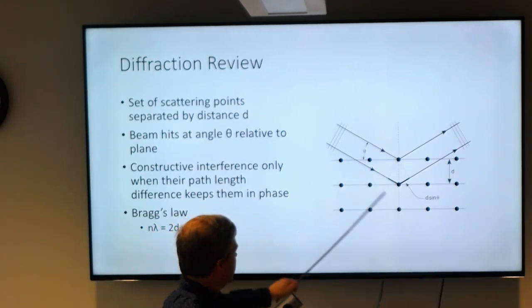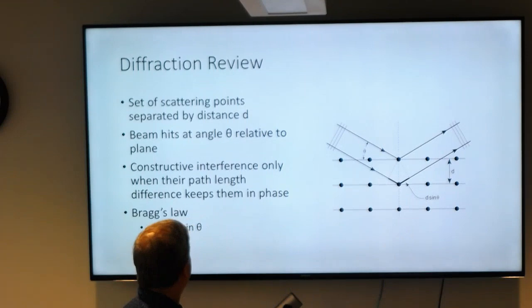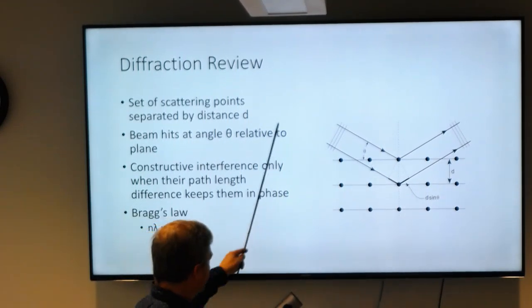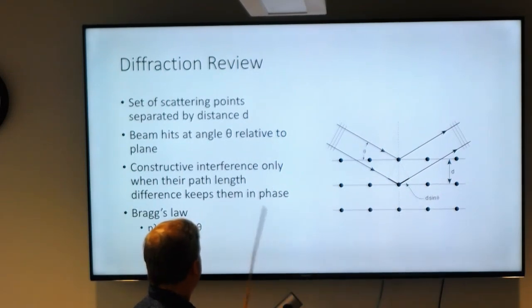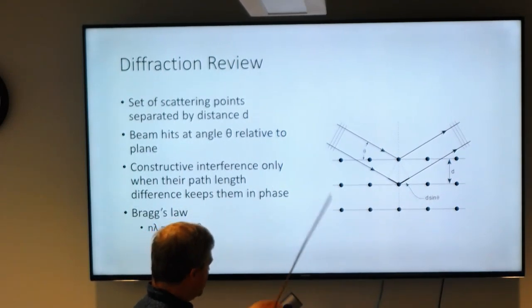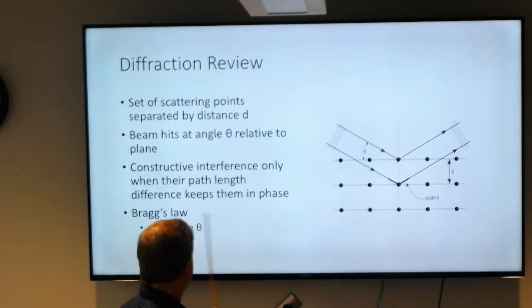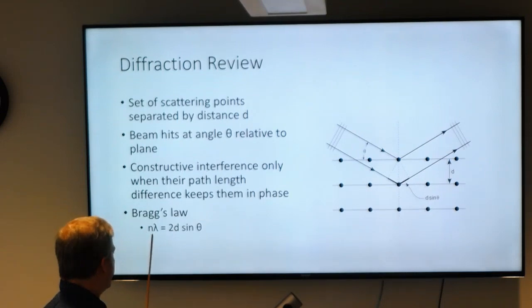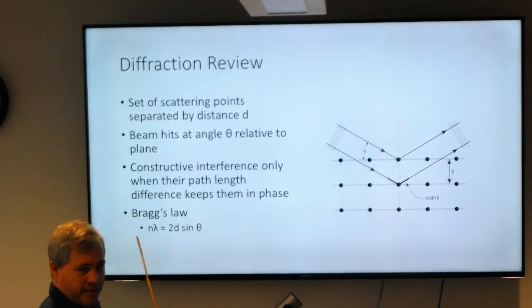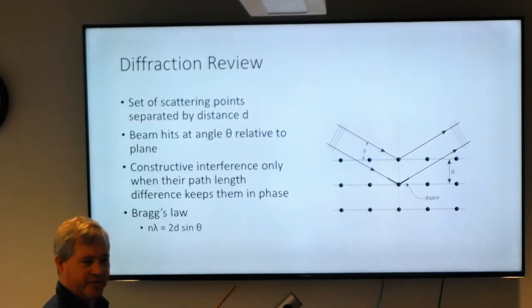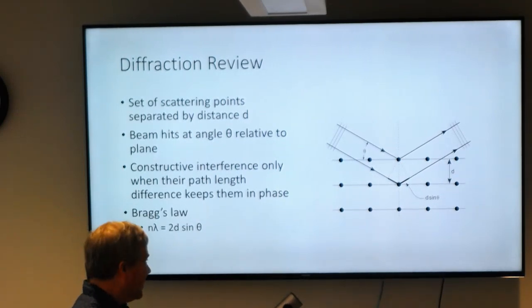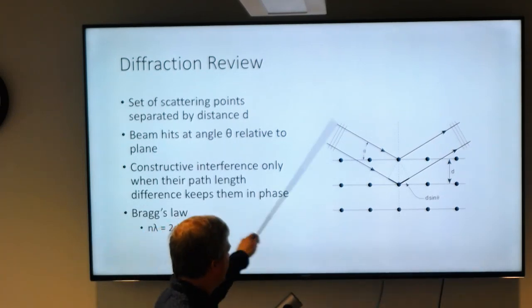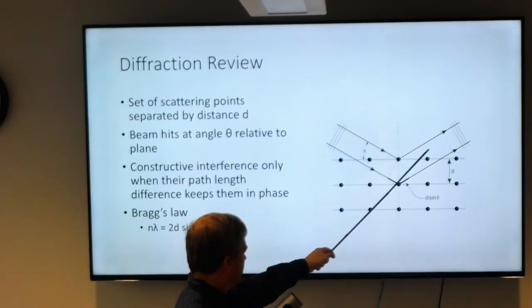And the planes themselves are separated by a distance d. Generally, you only get constructive interference from these X-rays hitting it when the path length difference keeps them in phase. This comes from Bragg's law of diffraction, which is n lambda equals 2d sine theta. I can't explain all of crystallography in one lecture, but basically, you only get diffraction at certain points, and you get certain discrete spots.